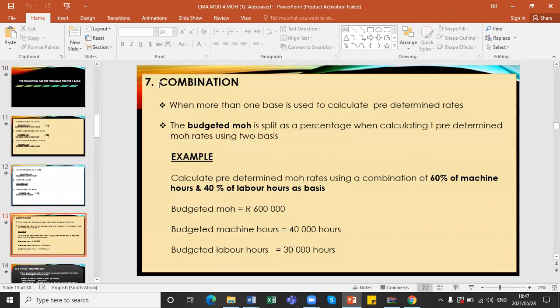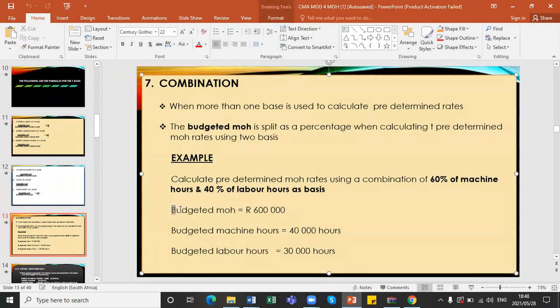Then our 7th base is a combination, when you must use more than one base to calculate a predetermined rate. The budgeted overheads is split as a percentage when calculating the predetermined rate. For example, calculate a predetermined rate using a combination of 60% of machine hours and 40% of labor hours.